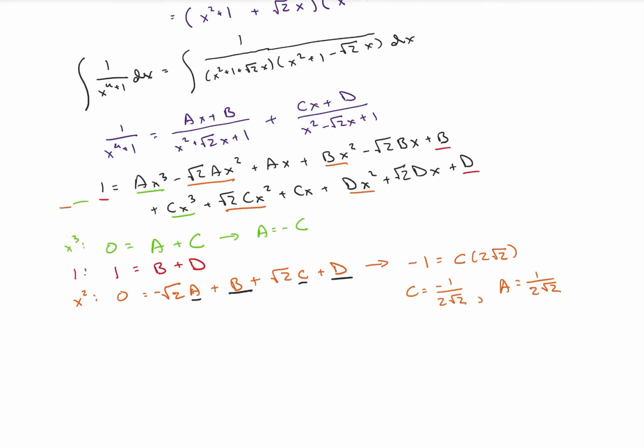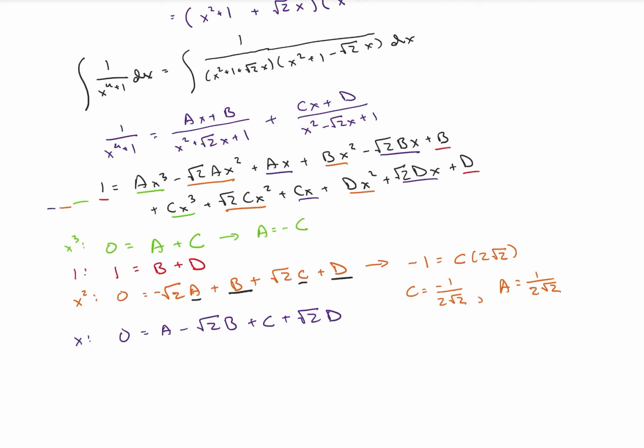Now looking at my last equation, let's look at the x terms. On the left I have 0 again, and on the right I have a minus root 2b plus c plus root 2d.